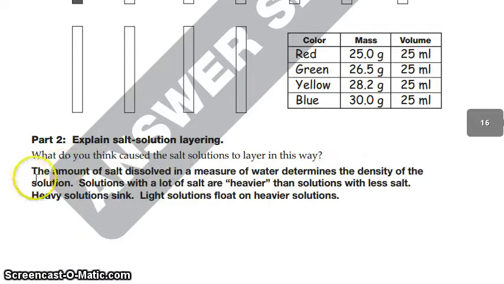Okay, and it gets down here to the question, what do you think caused the salt solutions to layer this way? The amount of salt dissolved in a measure of water determines the density of the solution. The solutions that are a lot saltier or heavier will go to the bottom, and then the ones with less salt will float on the top. They're not as heavy.